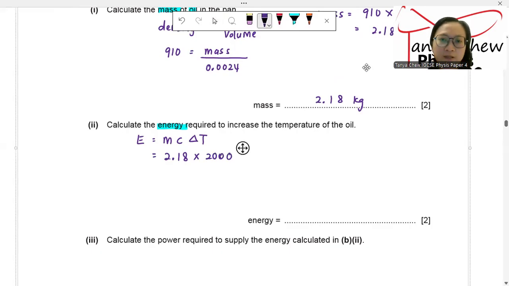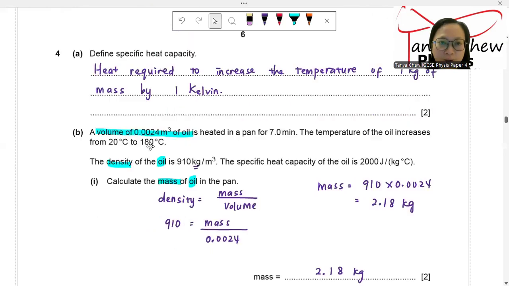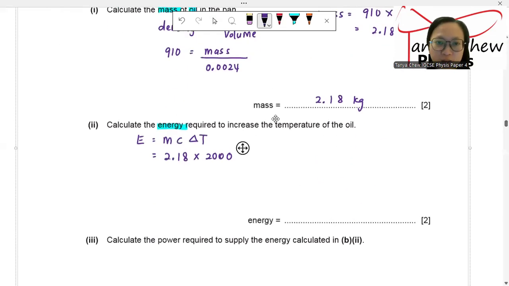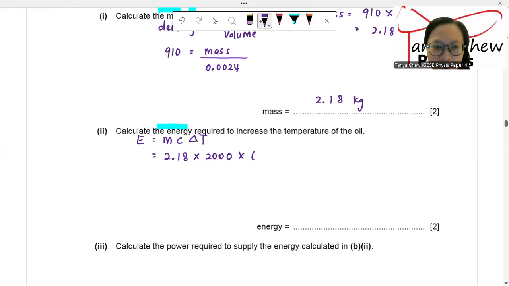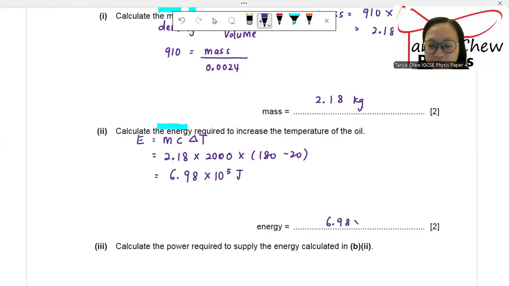And the change in the temperature. So the final temperature is 180. Change in temperature, you just use the larger number minus the smaller, 180 minus 20. So your answer is 6.98 times 10 to the power of 5 joules. You could also put 7.0, but never put your answer as 7 times 10 to the power of 5 because that's one significant figure. So I put 6.98 times 10 to the power of 5 joules. The unit of energy is joules.